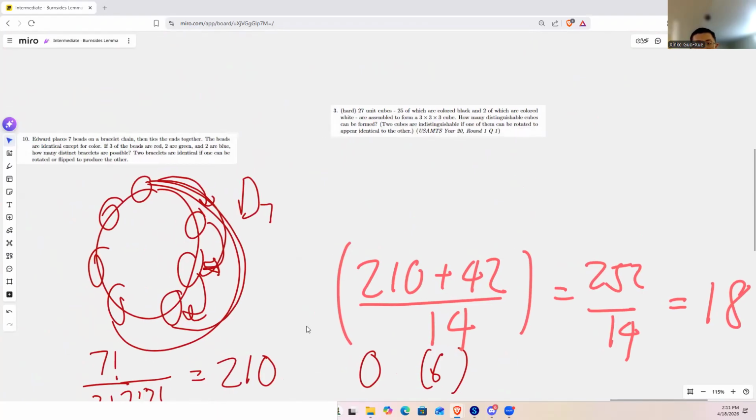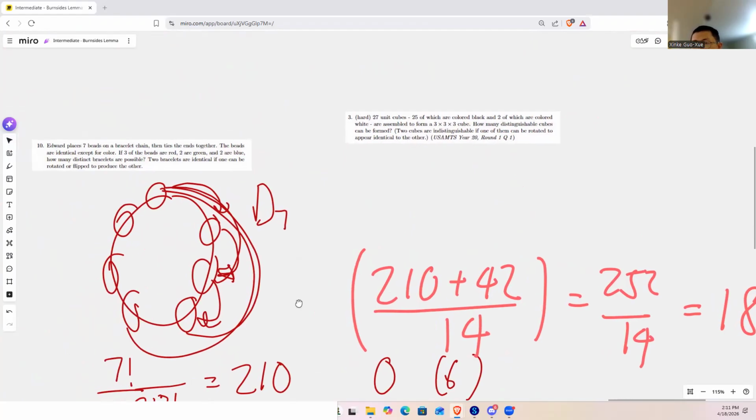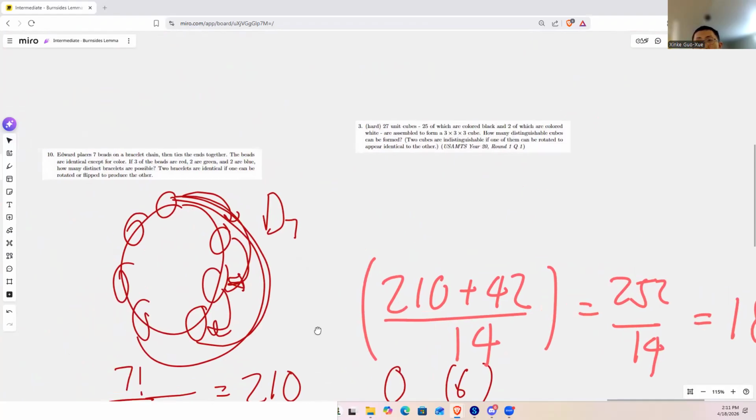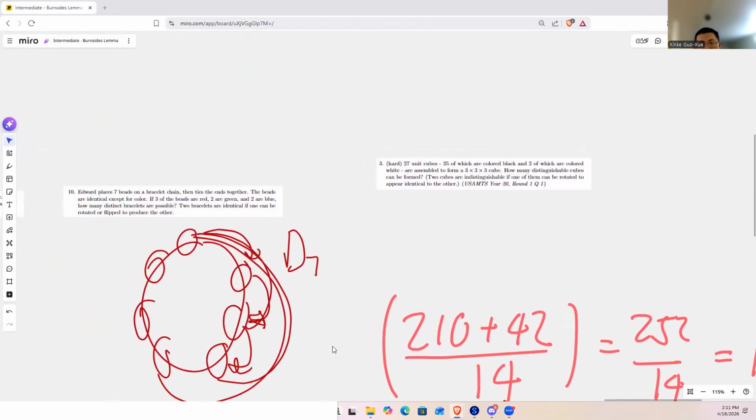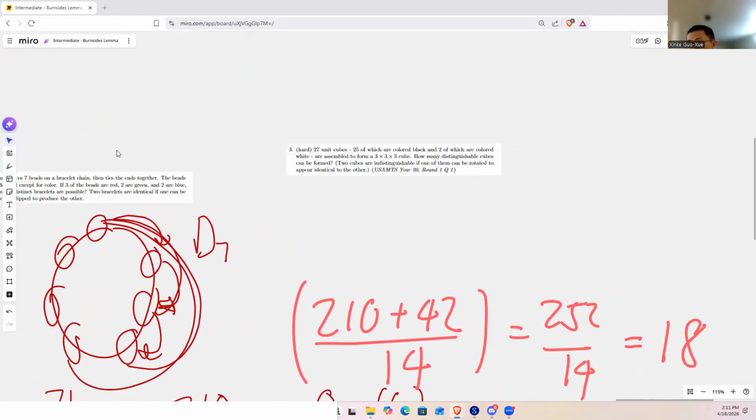So it's a bit trickier to think of. You can do this another way too. There is another way to think about it, but okay.